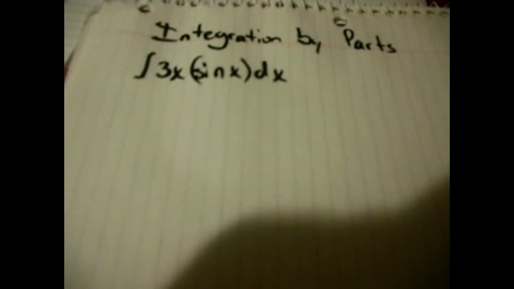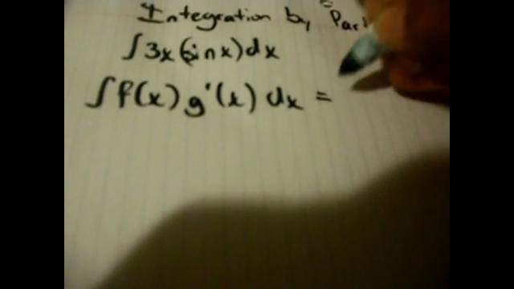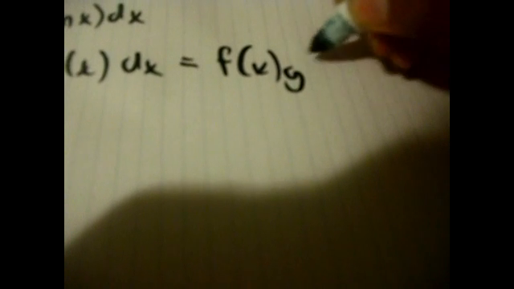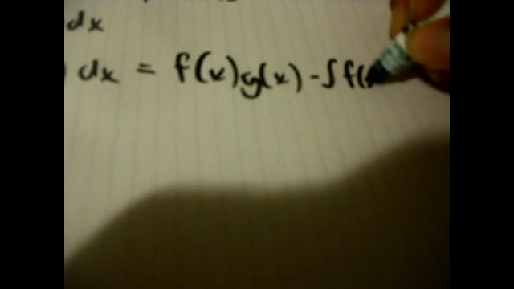So there's a formula for this. It's integral of f of x times g prime of x dx equals f of x times g of x minus integral f prime of x g of x dx. That equation might seem long, but it's not that complicated.